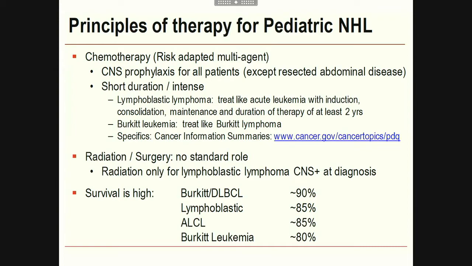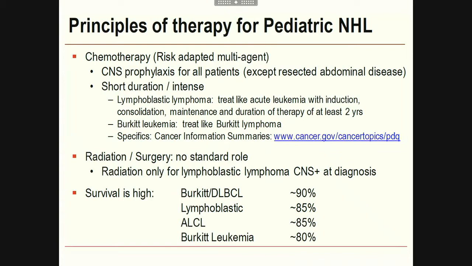So the approach to pediatric non-Hodgkin's lymphoma is a little different than Hodgkin's lymphoma. We do give CNS prophylaxis in most settings of non-Hodgkin's lymphoma, which is different. We don't do any LPs at all in Hodgkin's because it doesn't metastasize to the brain. And then it tends to be a shorter duration and a little bit more intensive. With the exception of lymphoblastic lymphoma, we treat those kids more similar to ALL, so they get the same 6 to 8 months of intensive therapy, but they also get the maintenance phase, so their total duration of therapy is 2 years.